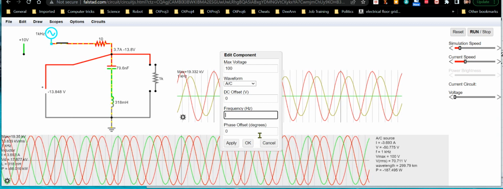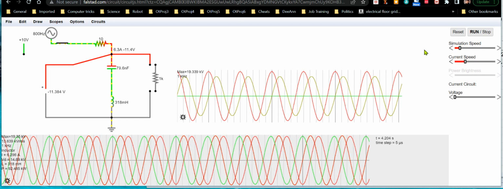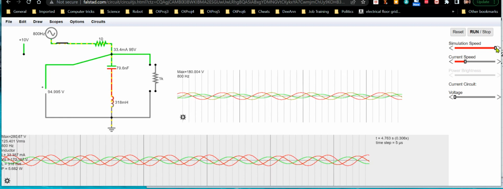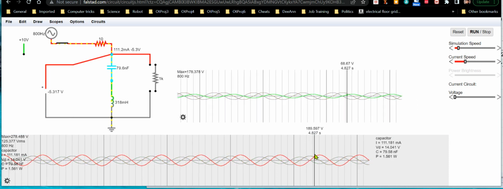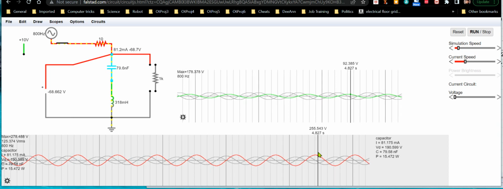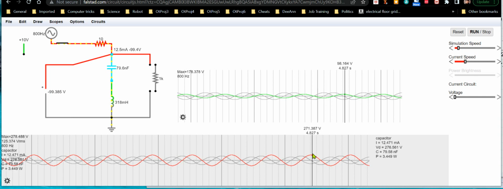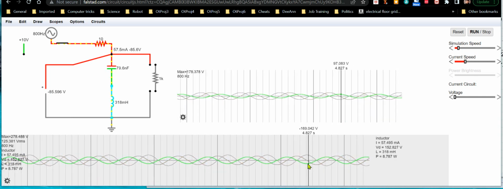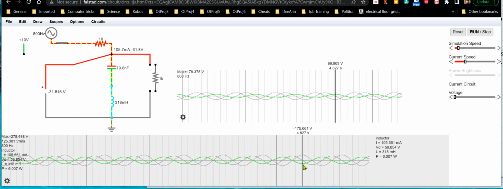Let's cut it down to like 800 hertz, and then we'll speed it up. Okay, so that reduced the values quite a bit. But remember, we're still powering this from a 100-volt source. This capacitor has 200 volts across it, but the inductor has minus 174 volts across it. So the voltages come way down, but we're not at resonance anymore.